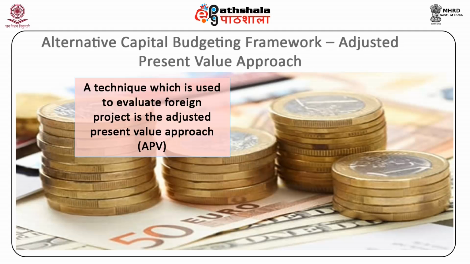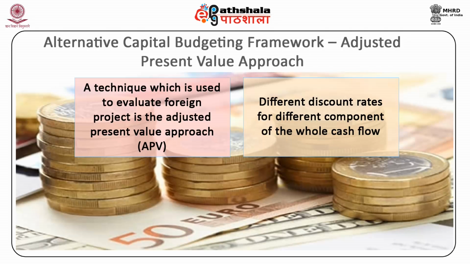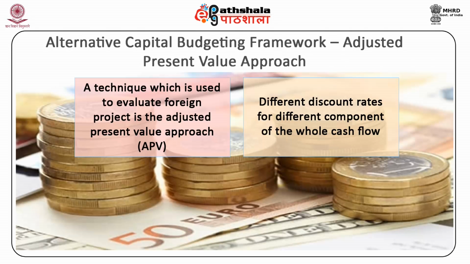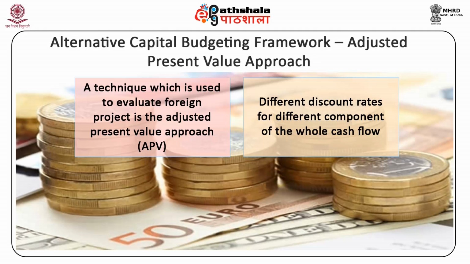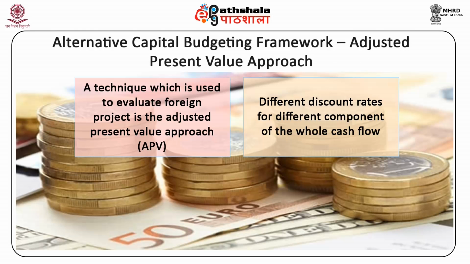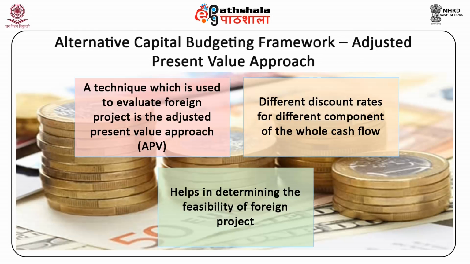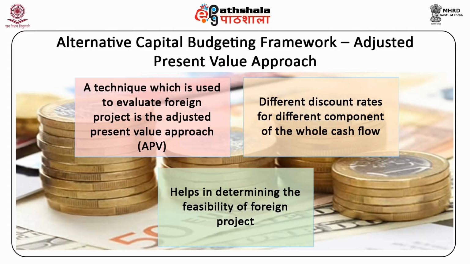The APV approach follows different discount rates for different components of the whole cash flow, depending upon the degree of certainty ascertained with each cash flow. APV analysis also helps in determining the feasibility of a foreign project before accounting for other complexities. If the project is acceptable in this scenario, no further evaluation based on accounting for other cash flow is done. If not, then other evaluation is done taking into account other complexities.